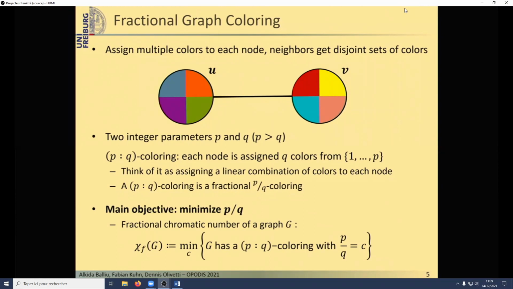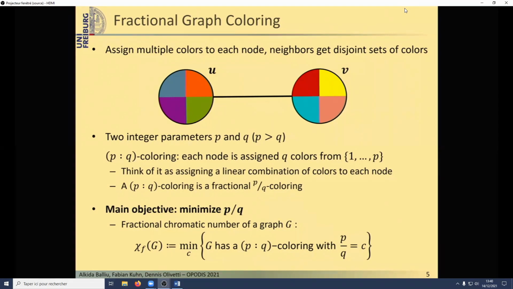The fractional chromatic number of a graph, at least one way of defining it, is the minimum ratio that you can get, so the minimum over all possible P and Q of the P divided by Q ratio you can achieve. If you're given a certain P, Q coloring, we also say this is a fractional P divided by Q coloring.